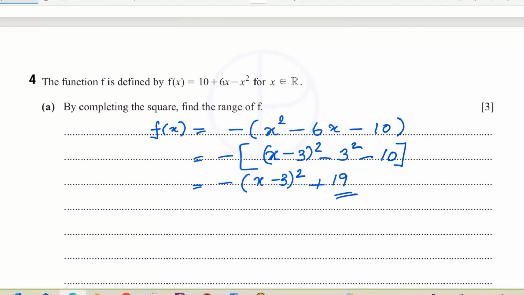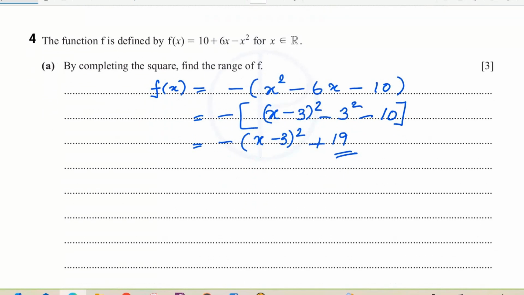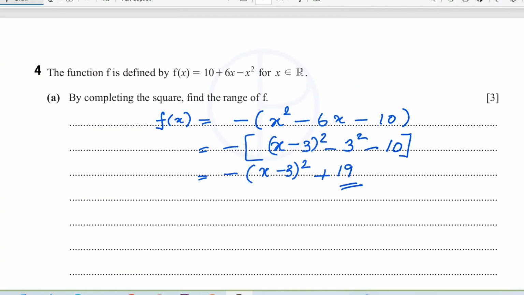Okay, we have to find out whether f of x is less than or equal to 19 or greater than or equal to 19. If the coefficient of x square is greater than 0, then the range will be f of x greater than or equal to 19. If the coefficient of x square is less than 0, then the range is f of x less than or equal to 19. So in this case, the coefficient of x square is negative 1. So the range is f of x less than or equal to 19.